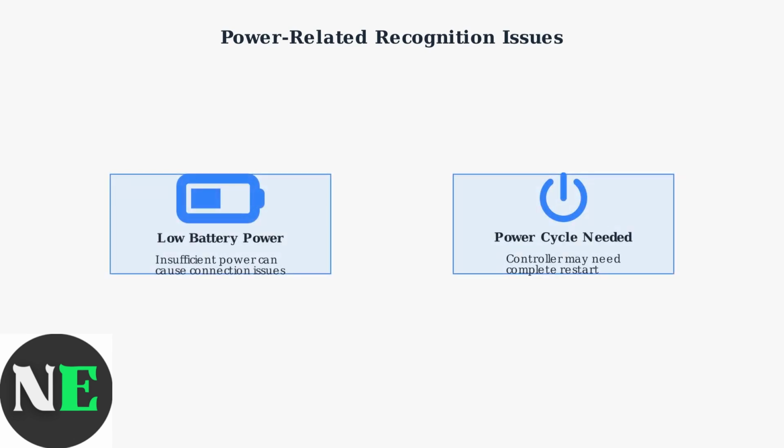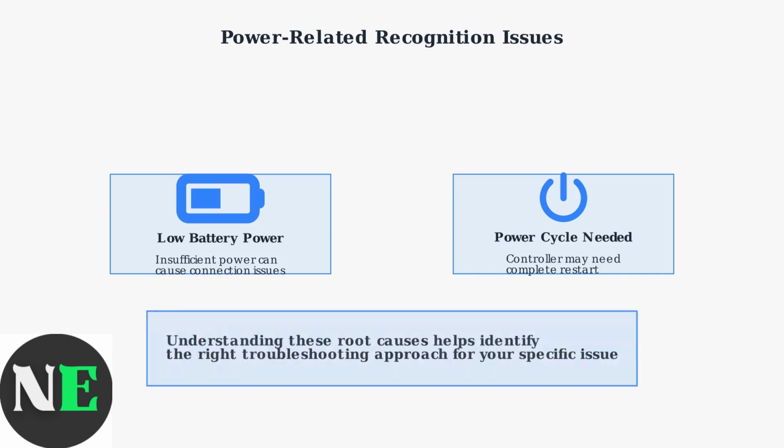Low battery power can cause intermittent connection issues, so ensure your controller has sufficient charge or try connecting it directly via USB. Additionally, controllers sometimes need a complete power cycle to restart in the correct mode and establish proper communication with Windows. Understanding these root causes, driver problems, controller mode issues, USB port compatibility, and power-related factors, helps you identify the right troubleshooting approach for your specific recognition issue.